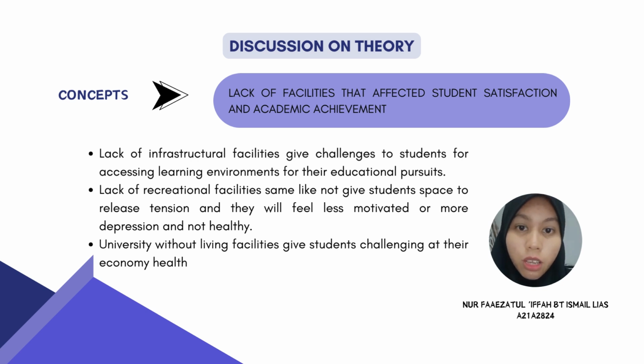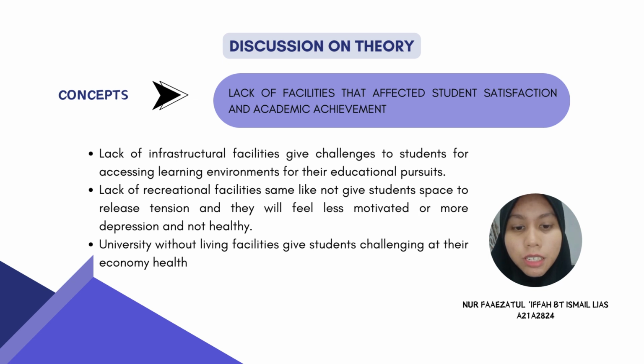Because our topic does not have any theory, we use another alternative, which is using a concept. From the topic investigating the facilities in University Malaysia Kelantan UMK, Pekalan Cepa campus, we bring out the concept that lack of facilities affects student satisfaction and academic achievement. The concept is closely related to our independent variable, among which is the learning environment. It is closely related because a lack of infrastructural facilities gives challenges to students in accessing a learning environment for their educational pursuit.